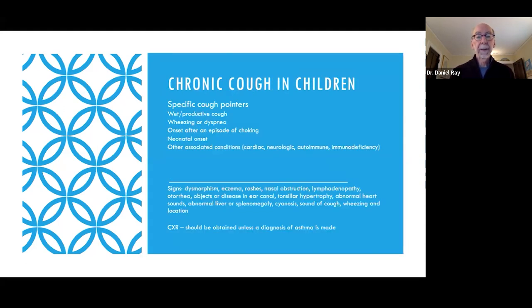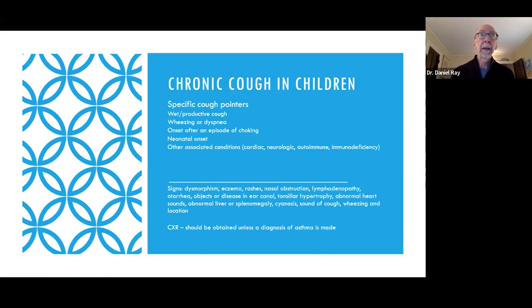In children, the cough itself often helps point in a direction. So they have what they call specific cough pointers. This is news to me. I didn't know about this. I mean, I listen to people's coughs, but in children, they tend to be more specific. So they have wet and productive coughs that obviously point to infection, bronchiectasis, sometimes cystic fibrosis. Wheezing and dyspnea, of course, are pointing towards asthma. Cough that's new in onset after a choking episode, looking at foreign body aspiration.